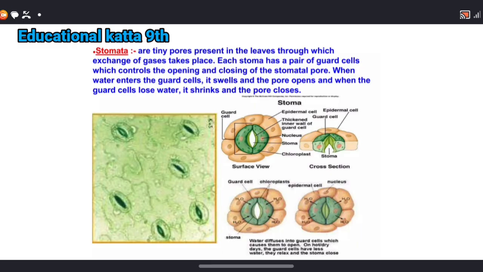When water enters in guard cell, it swells and the pore opens, and when guard cell loses water, it shrinks and the pore closes.